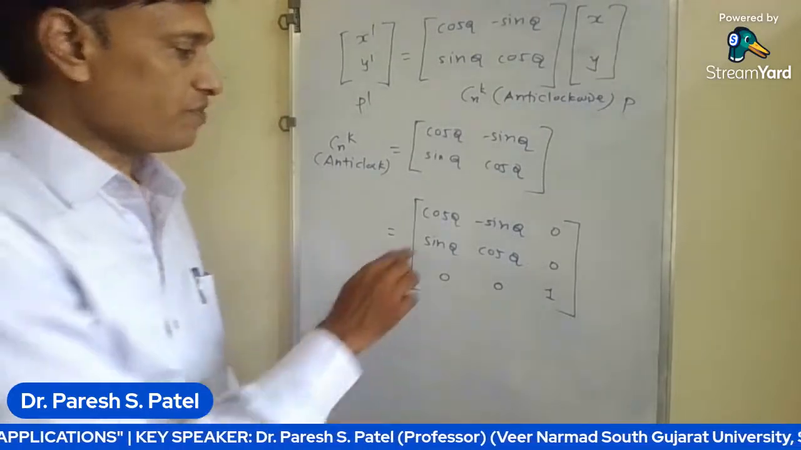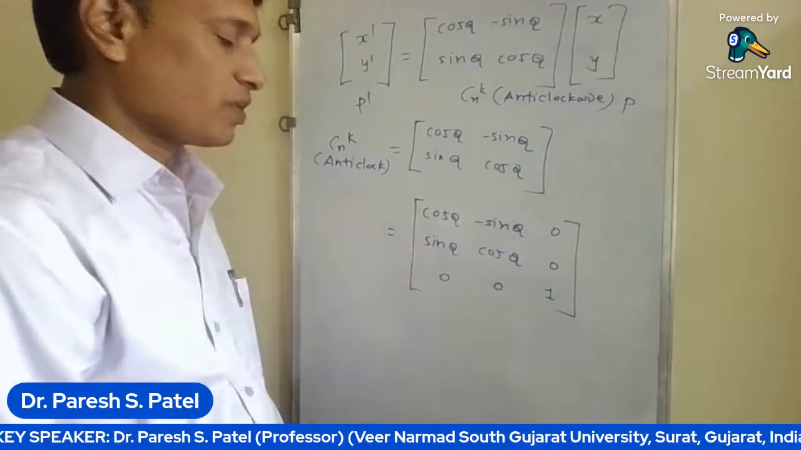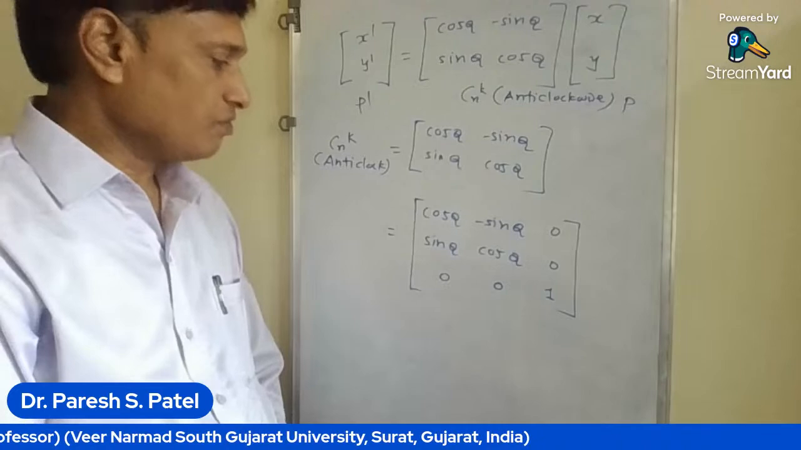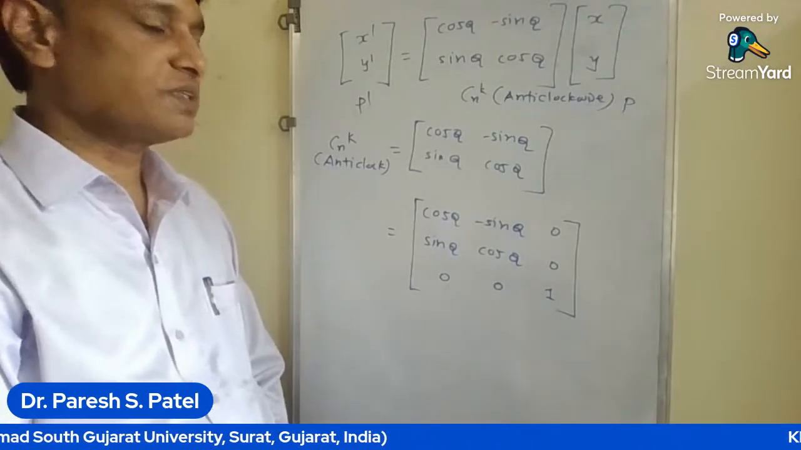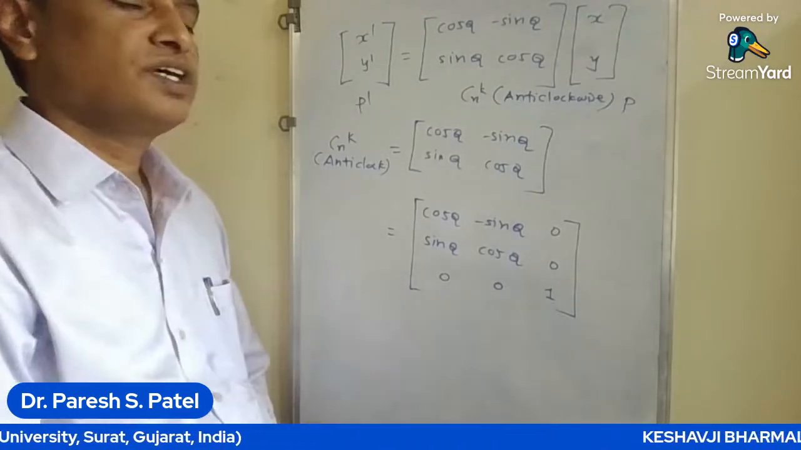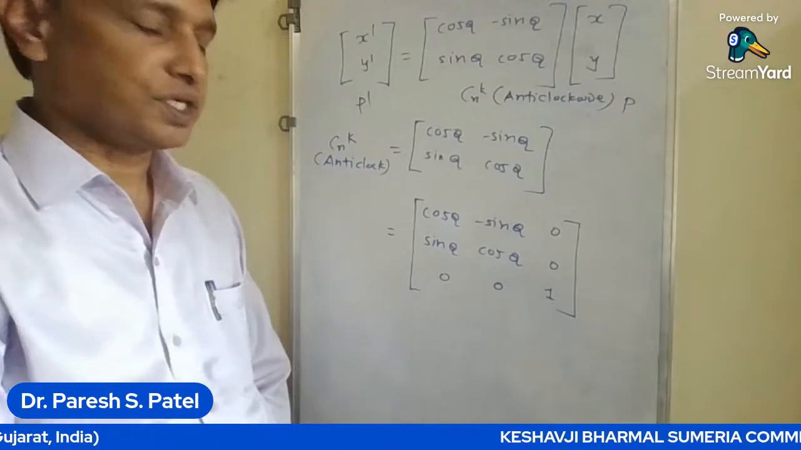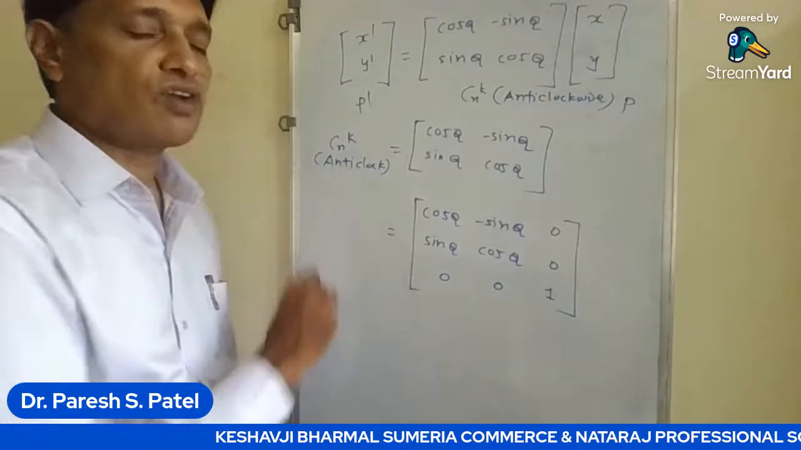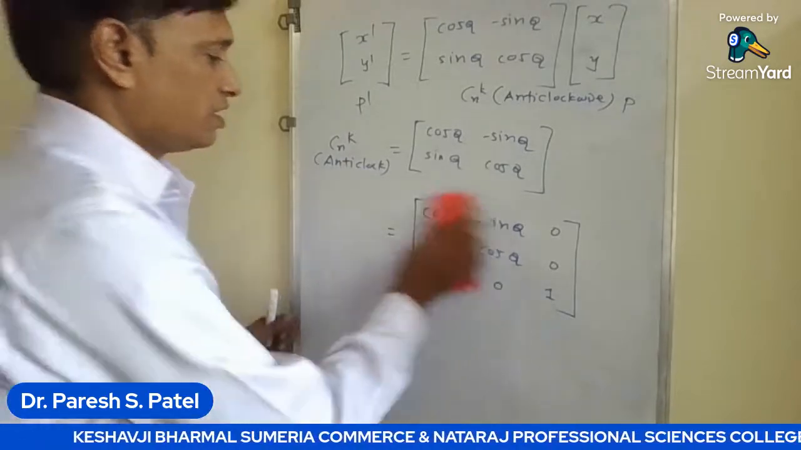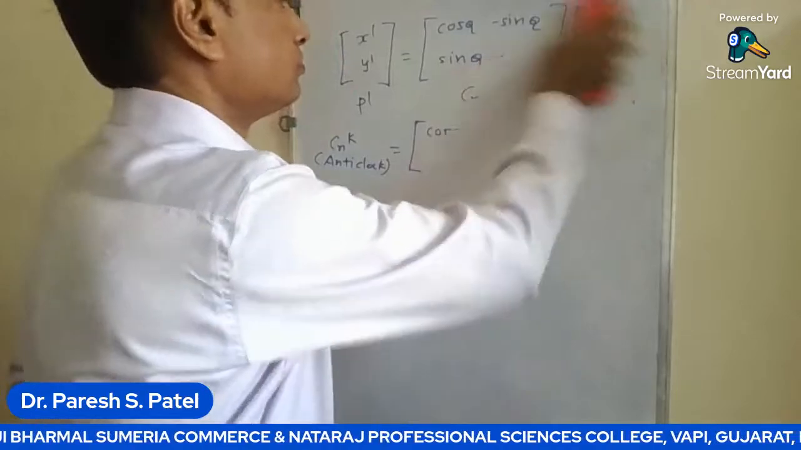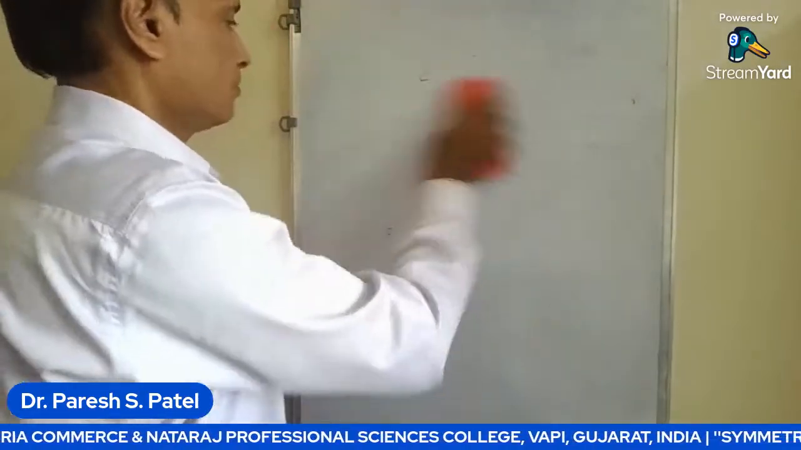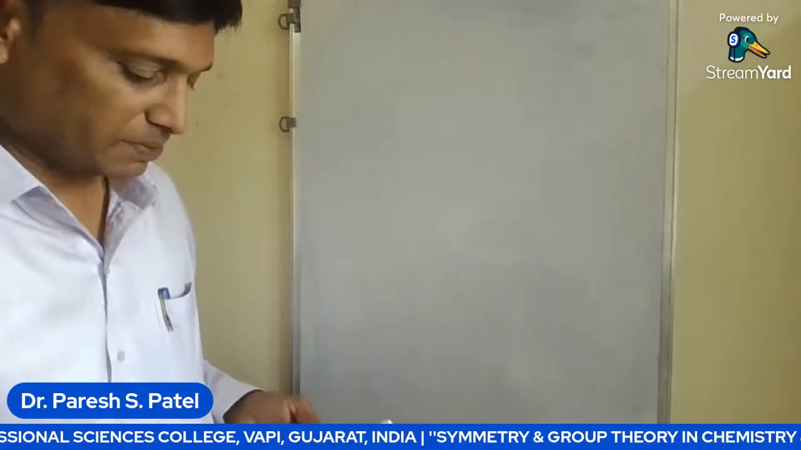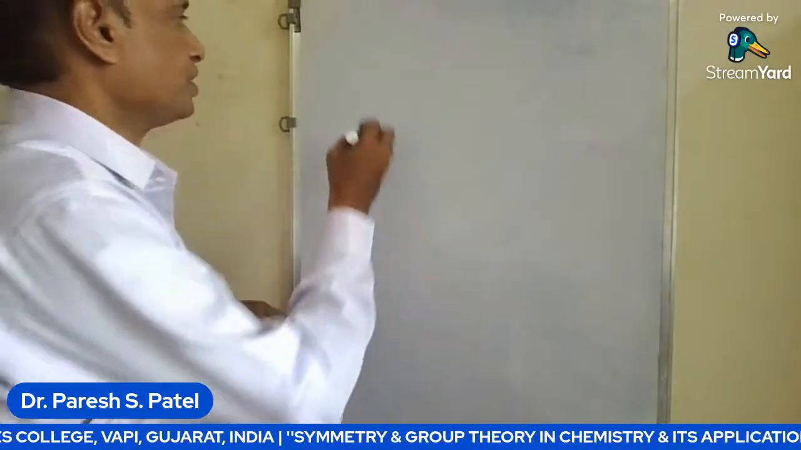Now if we put the value of theta as 180 or 120, depending upon the rotation, we get the matrix for the proper rotation. Anyhow, this is the equation for the anti-clockwise rotation. Now, let us go for the matrix representation for the clockwise rotation.